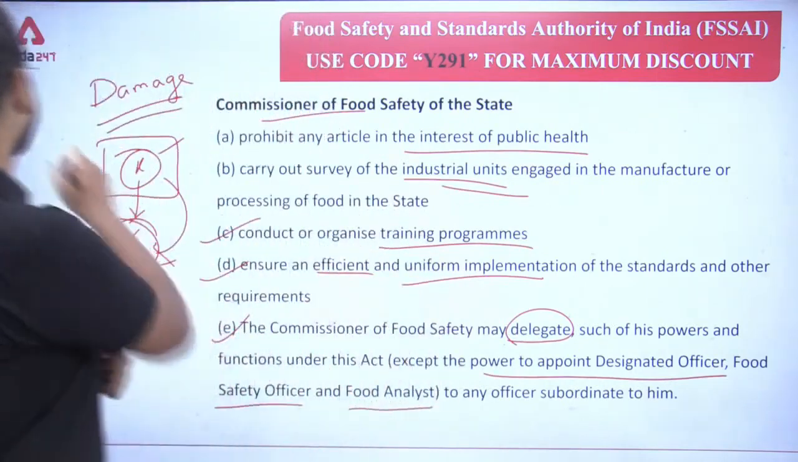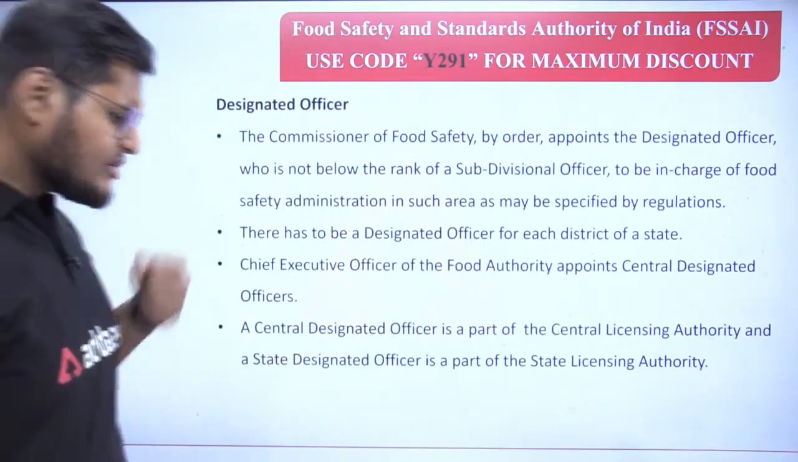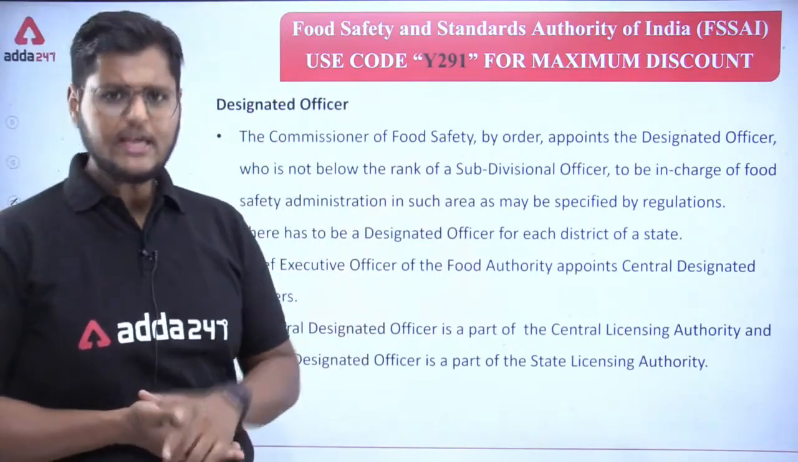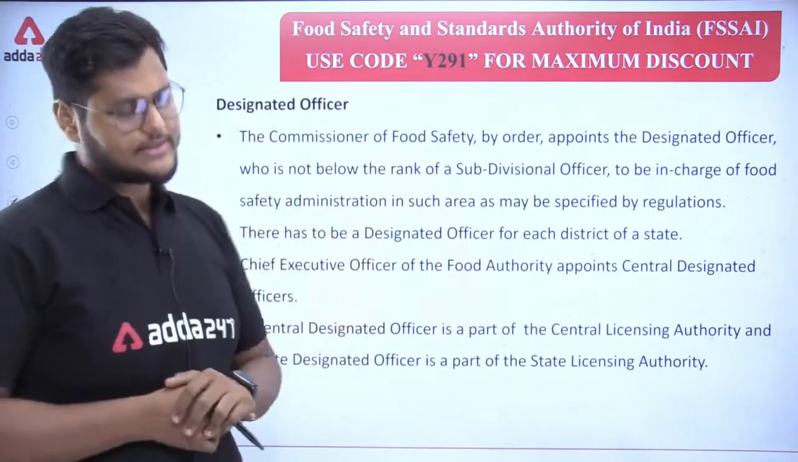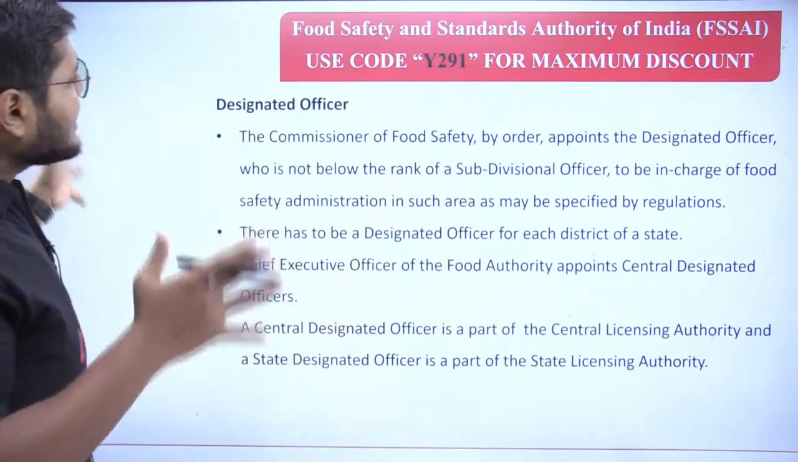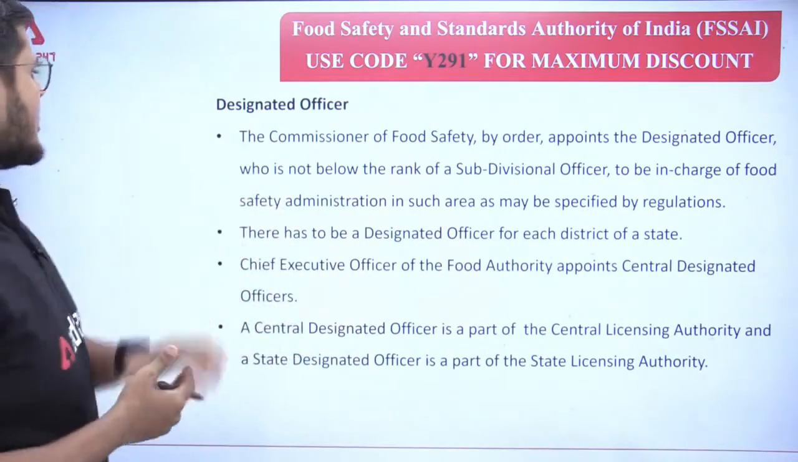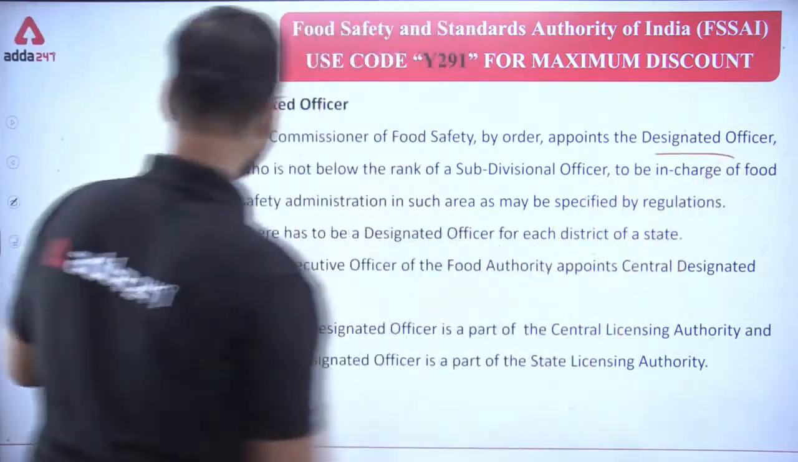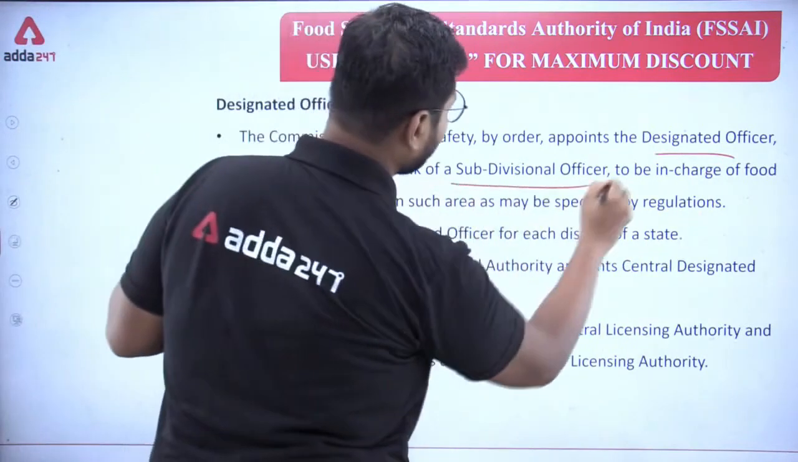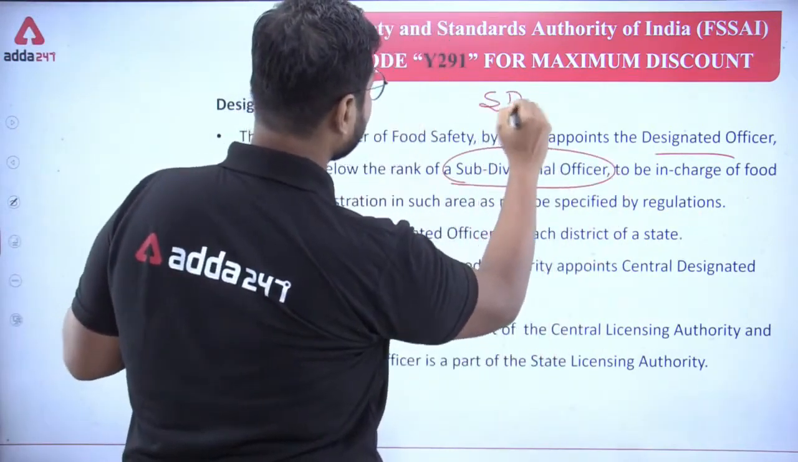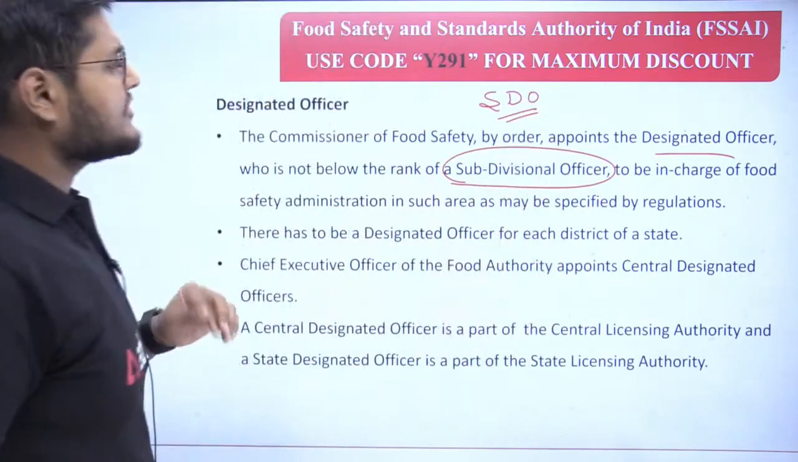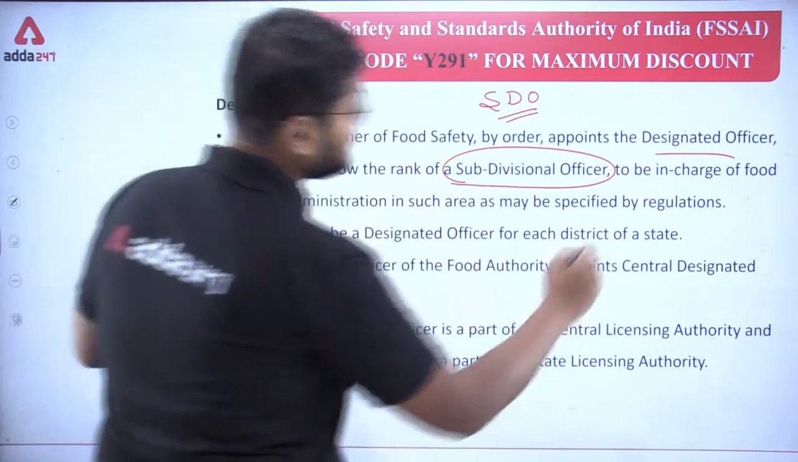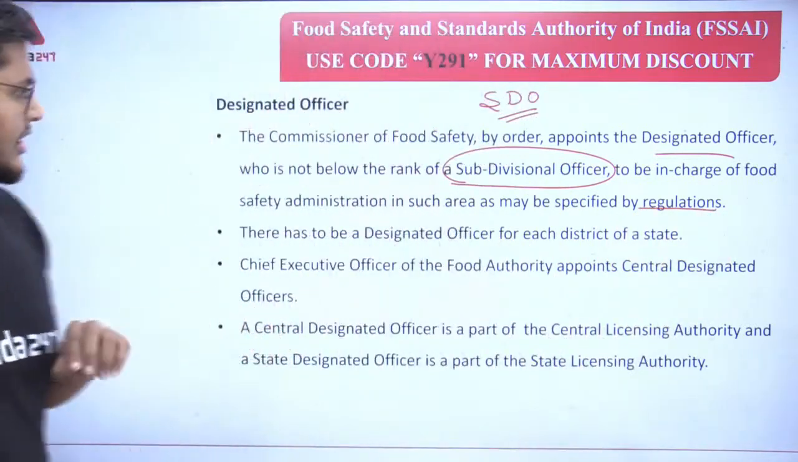Okay, next. Now talking about the designated officer, as we just studied that the Commissioner of Food Safety can appoint a designated officer. Okay, so what are his or her functions? The Commissioner of Food Safety by order appoints the designated officer who is not below the rank of sub-divisional officer, or simply as we say SDO, to be in charge of food safety administration in such area as may be specified by the regulations.